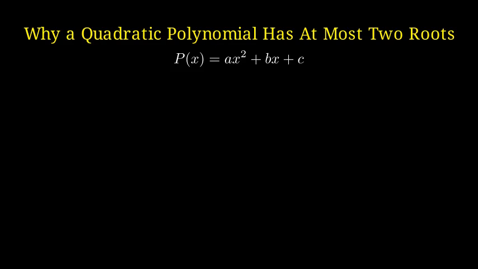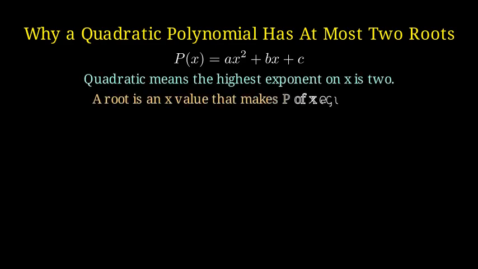Let's discover why a quadratic polynomial can have at most two roots. We'll begin with the standard form p of x equals ax² plus bx plus c. And remember that quadratics have highest power of 2. A root is any x value that makes p of x equal 0. So we are looking for those special x values.